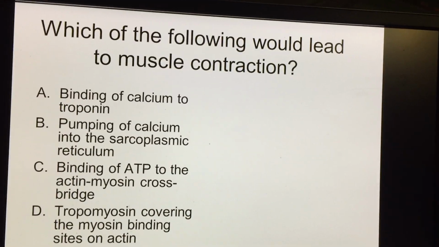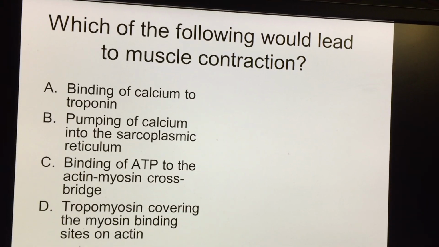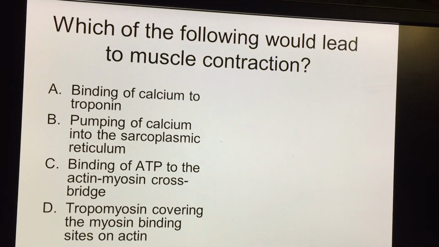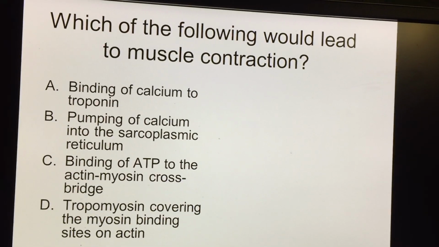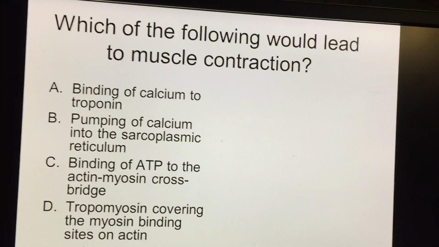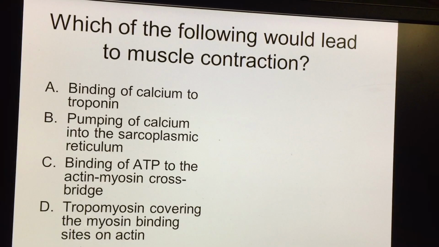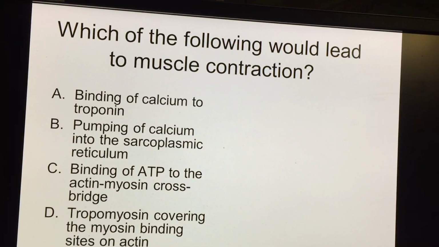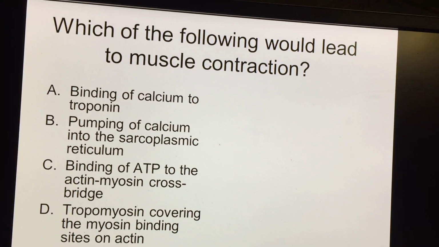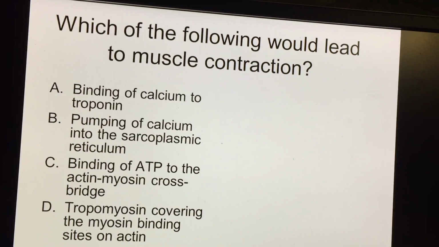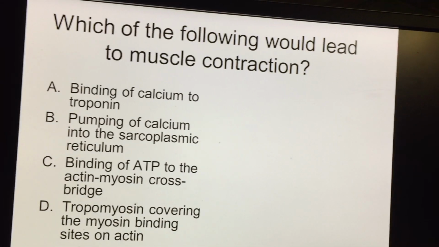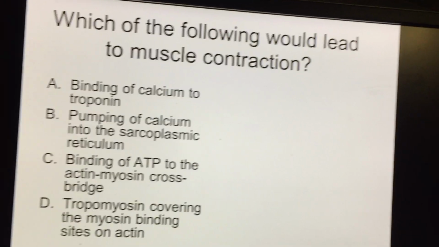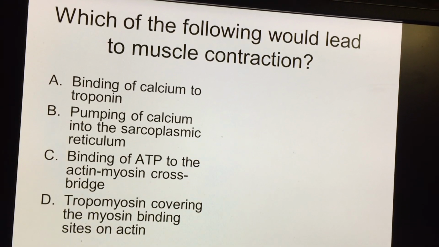Which of the following would lead to muscle contraction? Binding of calcium to troponin, pumping of calcium back into the sarcoplasmic reticulum, binding of ATP to the actin cross-bridge, or tropomyosin covering the myosin binding site on actin. Your correct answer here would be A, binding of calcium to troponin. So that would lift the tropomyosin off of actin and allow myosin to bind with your actin.